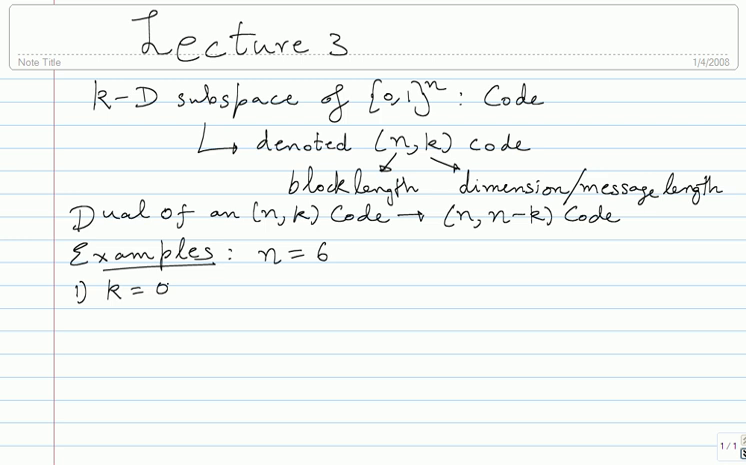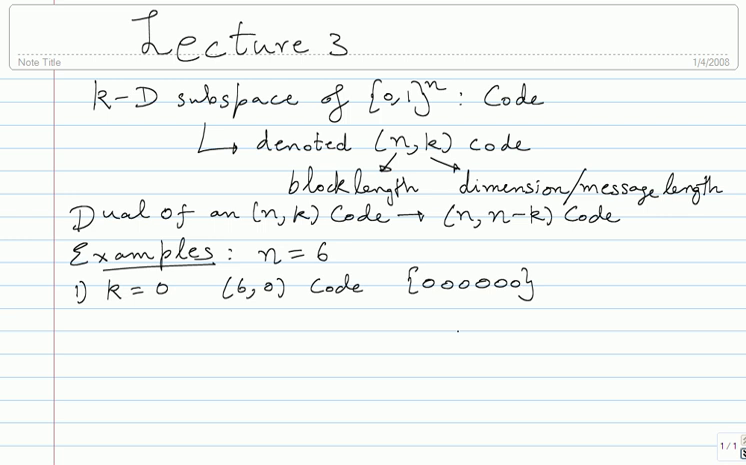So what can we do? This is like the 6,0 code. There's only one 6,0 code. What is that? It will simply contain all zeros. We can take this as a notation. There's no real zero dimension, it makes no sense. How can you have a basis with no element in it? Maybe we'll take it as a convention that the 6,0 code refers to the all zero vector alone.